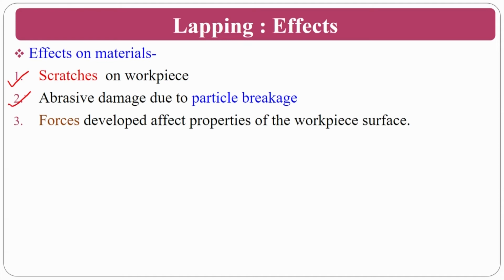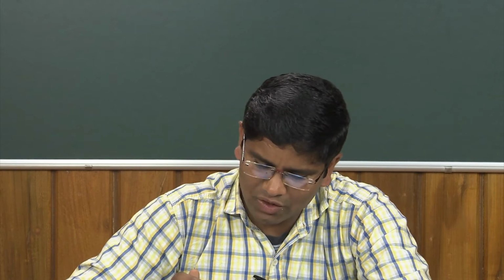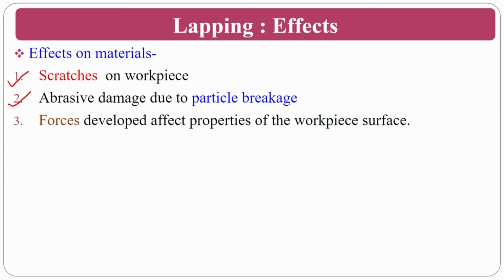The second one is abrasive damage due to particle breakage. Since the abrasive particles are brittle materials, whenever you give random motion, they collide with other particles at the same time. By continuously moving with respect to the workpiece, particle breakage will take place, and this may damage the workpiece also. The forces developed affect the properties of the workpiece surface. If the forces are very high, the material removal will be very high. The forces should be uniform across the surface, otherwise you will get non-uniform surface roughness.